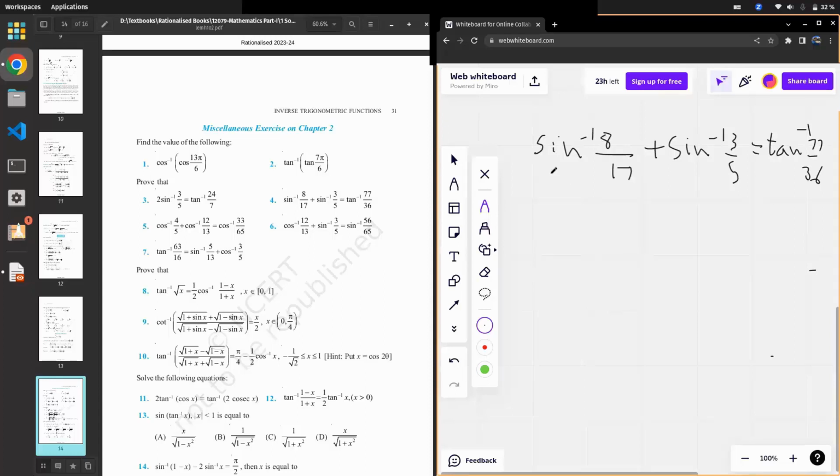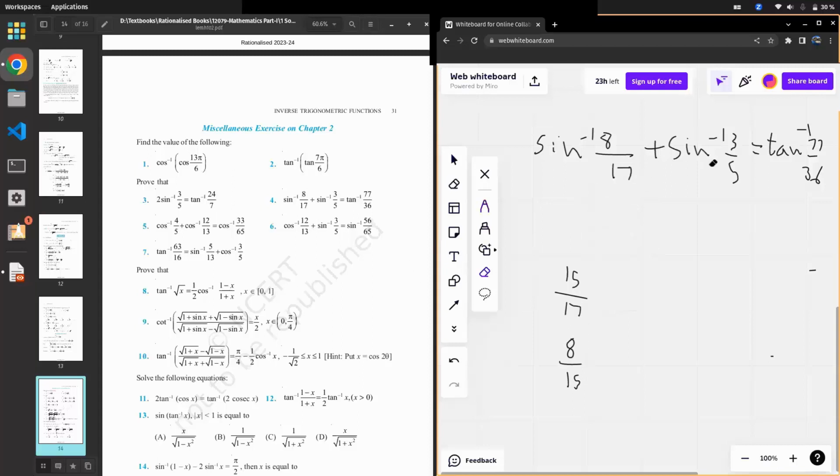So if sin alpha is equal to 8 by 17, we'll get cos alpha as root of 1 minus 8 square by 17 square. 8 square is 64, and 17 square is 289. So we get 289 minus 64, which is 225, which is also equal to 15 square. So we'll get cos alpha as 15 by 17. Hence we'll get tan alpha as 8 by 15. So we'll get alpha is equal to tan inverse of 8 by 15.